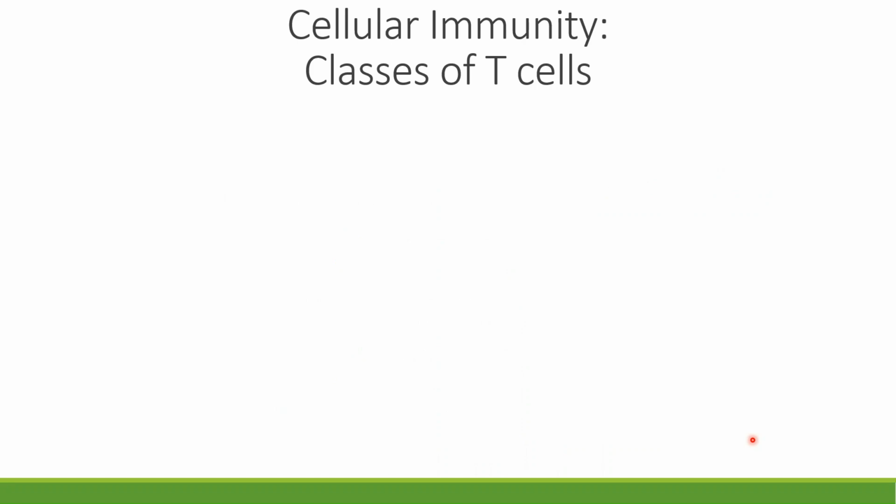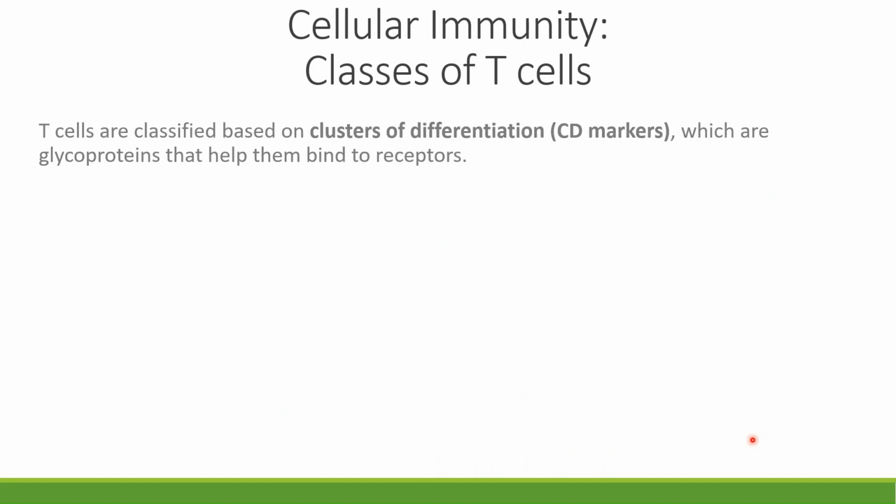T cells have an important role in the immune system and are classified based on clusters of differentiation, or CD, markers. These markers are glycoproteins. Glyco meaning sugar, protein meaning protein. These sugar proteins help T cells bind to receptors and carry out specific functions.